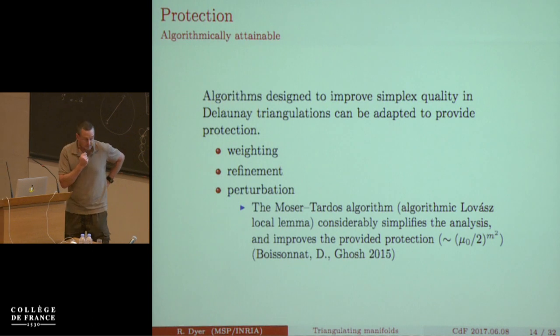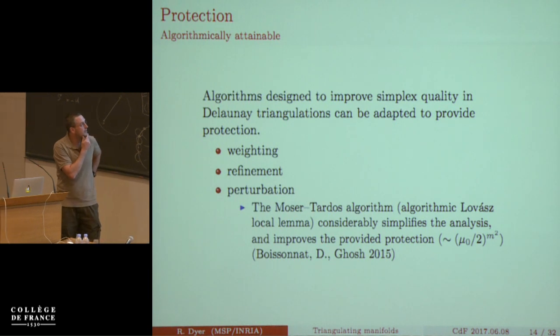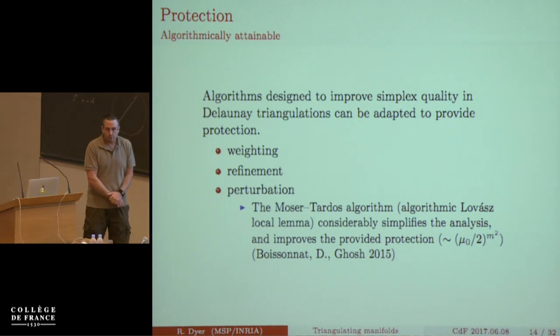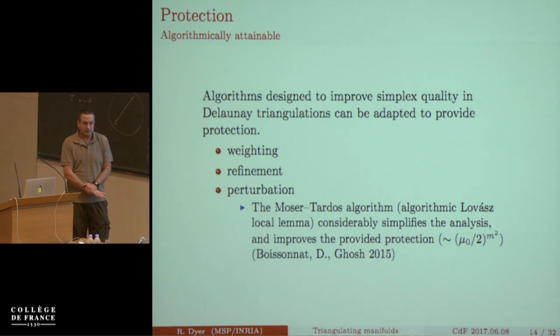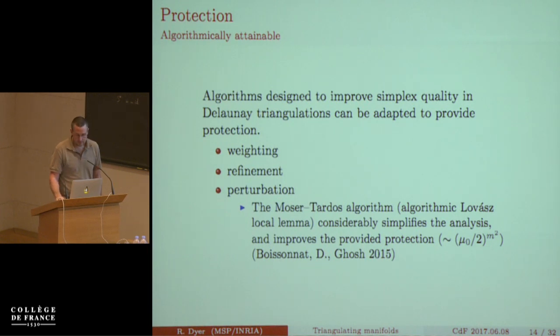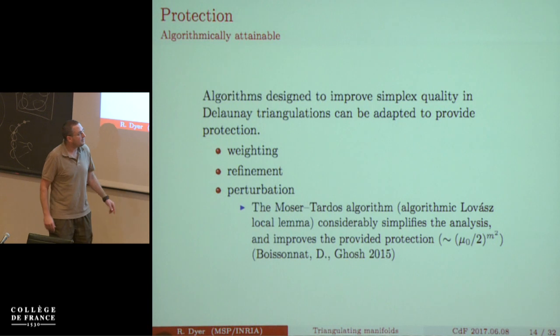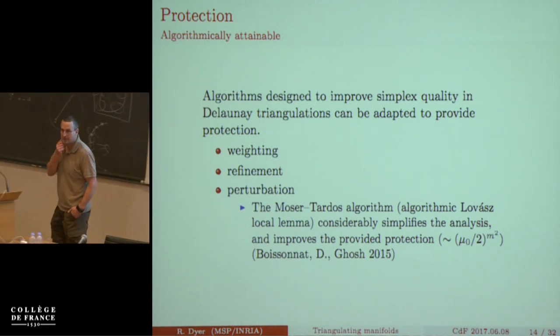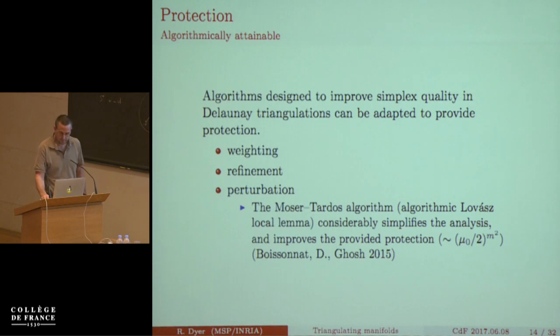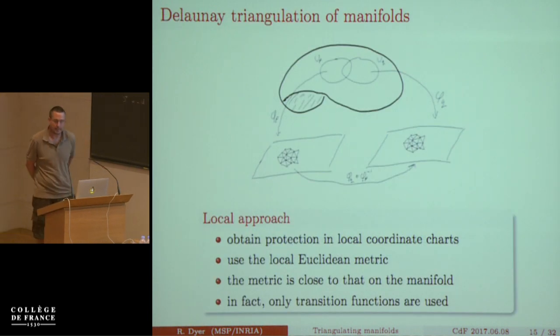The algorithm, and especially its analysis, was quite complicated, and later, after we did a lot of this work, we found that you get a much simpler analysis with the Moser-Tardos algorithm, the algorithmic Lovász local lemma. The protection provided is dependent on the dimension: the exponent is the dimension squared. It was dimension cubed before. But I'm not going to talk about that, just in reference to what we have done. Okay, so now we want to go to triangulating manifolds.